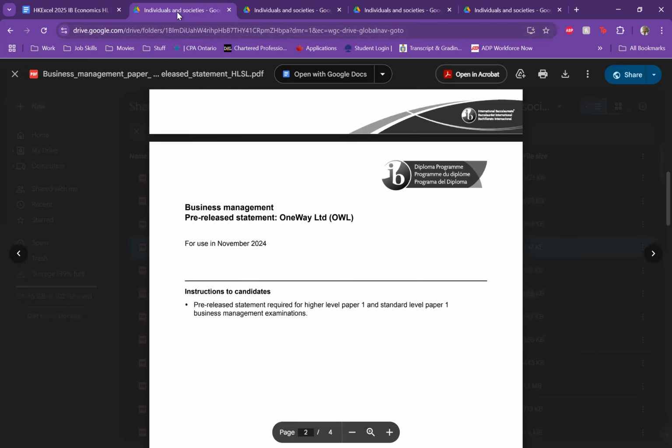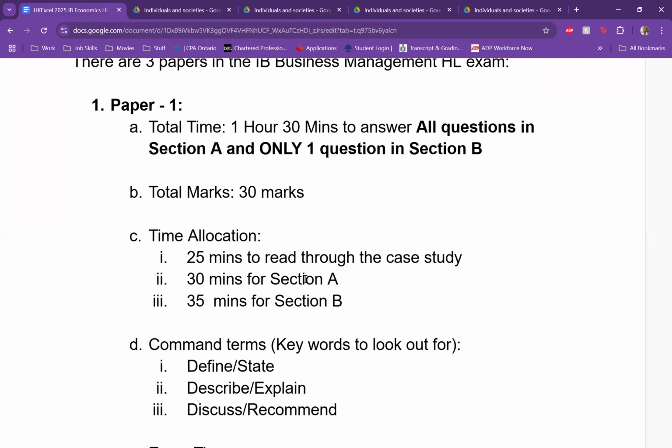So in terms of time allocation, you want to spend about 25 minutes to read through the case study. During these 25 minutes, make sure you mark and highlight any points that are necessary for your answer, especially for the 10-mark question. Next, you want to spend about 30 minutes to answer all the questions in section A, and about 35 minutes to answer that 10-mark question from section B.